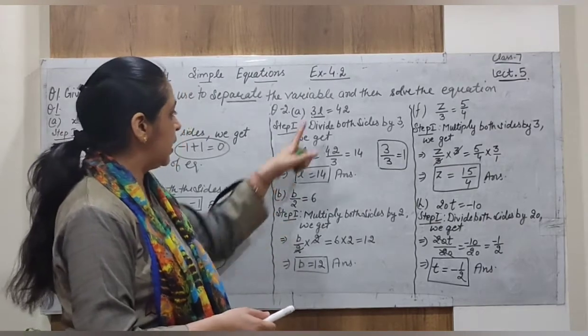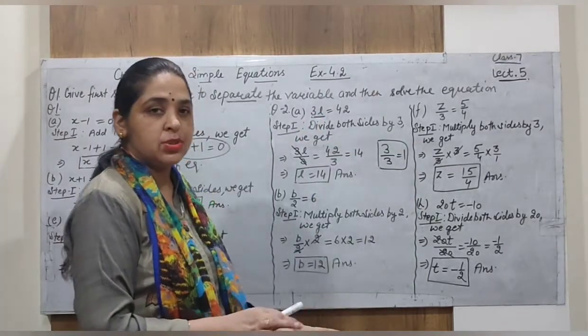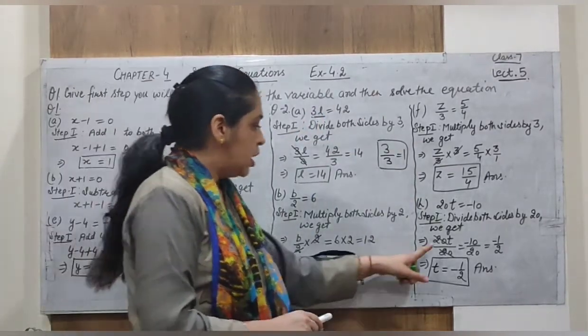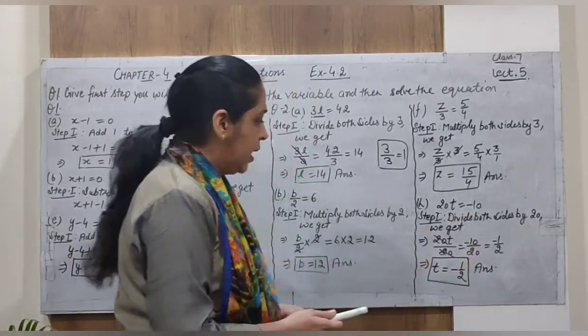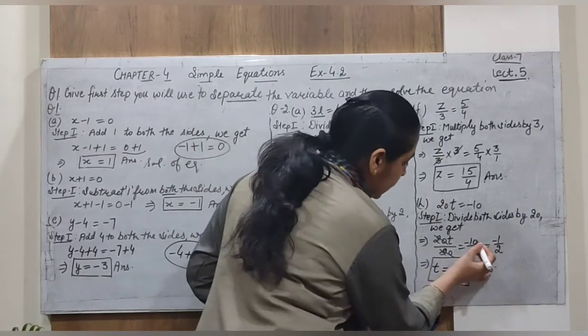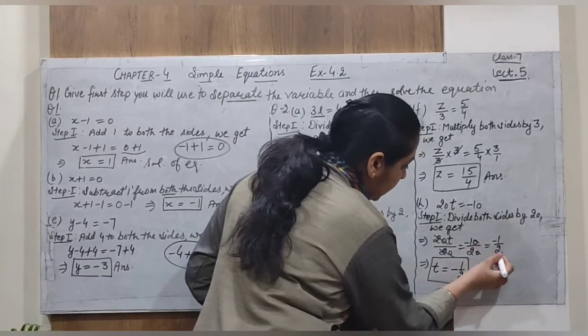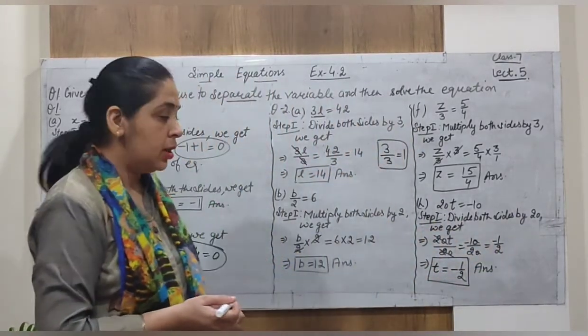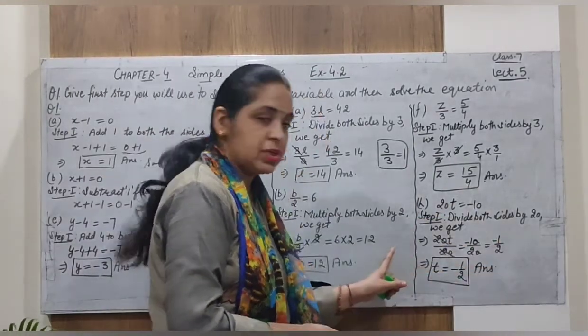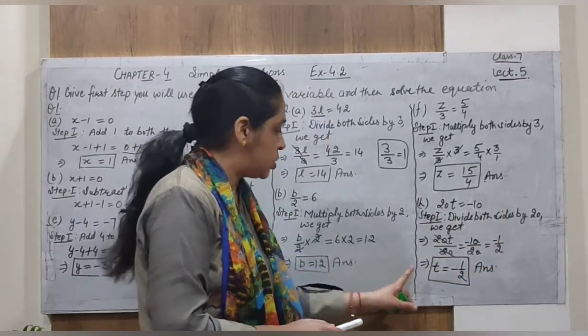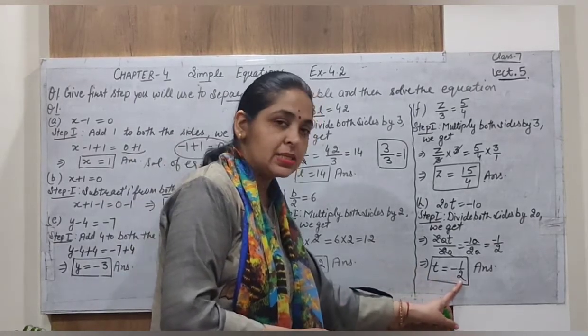The variable can be b, can be l, any alphabet can be used as the variable. So t is equal to minus 10 divided by 20. Here when we divide, the 0 is cancelled out, and we get only minus 1 by 2. So the value of t after solving the equation by using the balancing equation method is t is equal to minus 1 by 2.